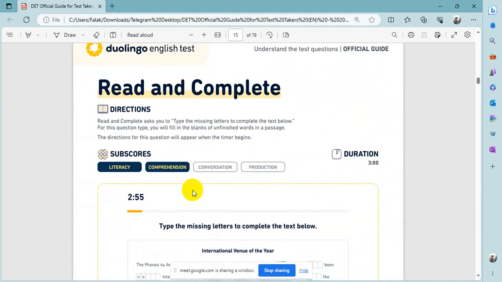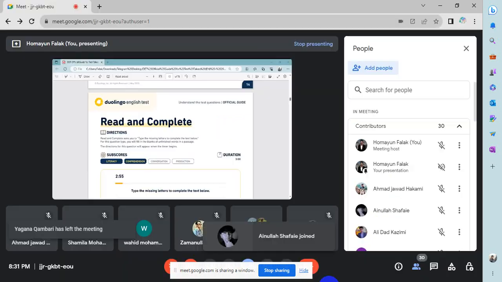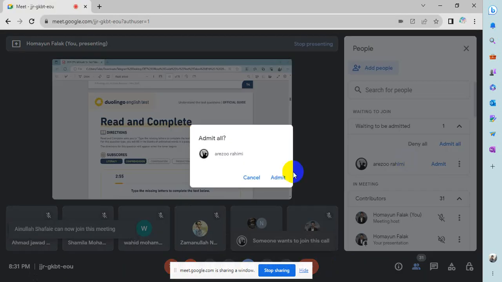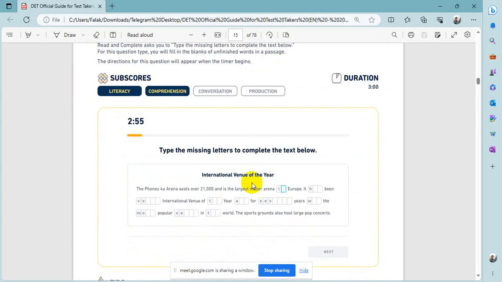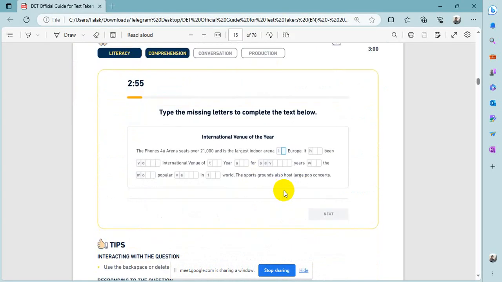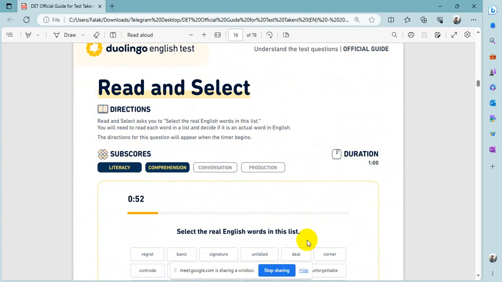So as you know, the first question type that we have spoken about was read and complete. There was a paragraph and you were supposed to complete the paragraph, not the words, but the letters. It means there were some words and some letters were missing and you were supposed to complete those gaps or those letters.